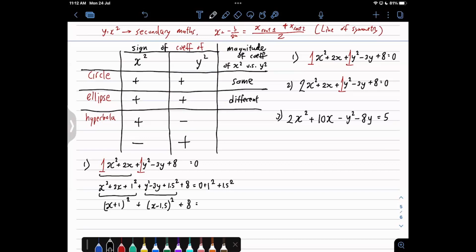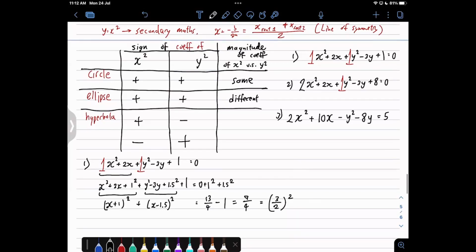I need a calculator for this. I get a 13 over 4. I'll just skip a step. Plus 8 bring over becomes a minus 8. 13 over 4 minus 8. Oh, badly designed question. Sorry, this function doesn't exist. Can I just make this number smaller and change it to a plus 1? If not, the graph doesn't exist. Okay, then minus 1. 13 over 4 minus 1. Then I get 9 over 4. Oh, it's 3 over 2 bracket square. Okay, good. Then that means that you have a circle.